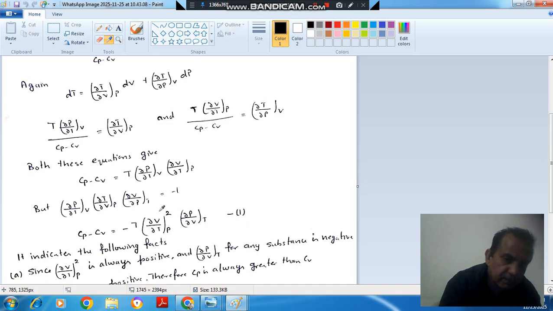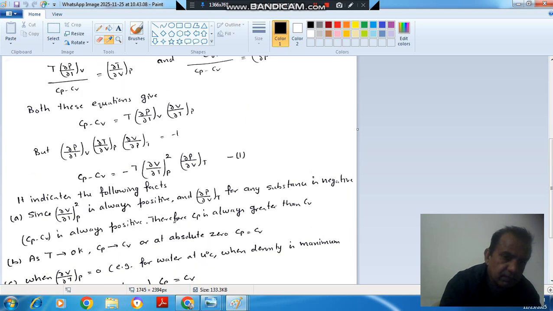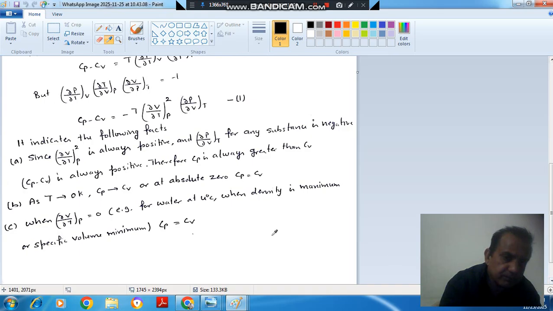Here, if you can see, this term is squared, so it will always be positive, and (∂P/∂V) at constant temperature for any substance is negative. So Cp minus Cv will always be positive, or Cp will always be greater than Cv. And if we take T as 0 Kelvin, then Cp will be equal to Cv. So at absolute zero, Cp is equal to Cv. For water at 4 degrees Celsius, (∂V/∂T) at constant pressure is 0, so Cp is equal to Cv for this condition also.